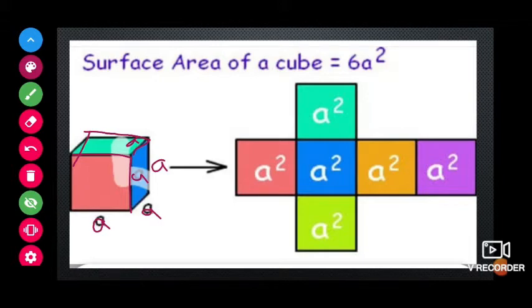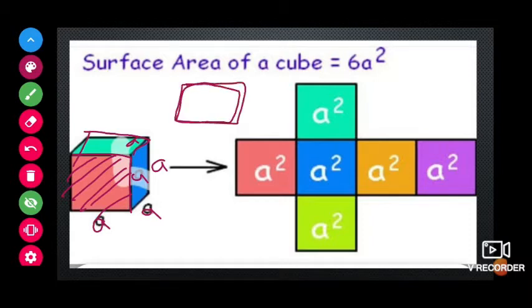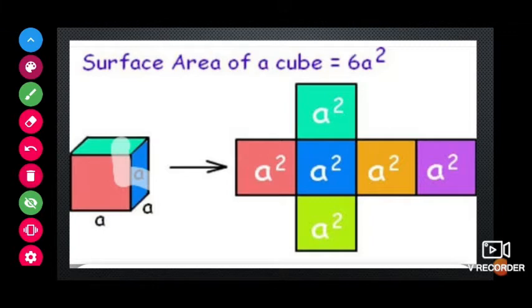Each and every face looks like a square. So how can you find the area of this square? If this is the side a, we find it by using a square. Like that, we have 6 faces: 1, 2, 3, 4, 5, 6. So the area of 6 faces will be 6 into a square. So what is the formula for the surface area of a cube? 6a square.